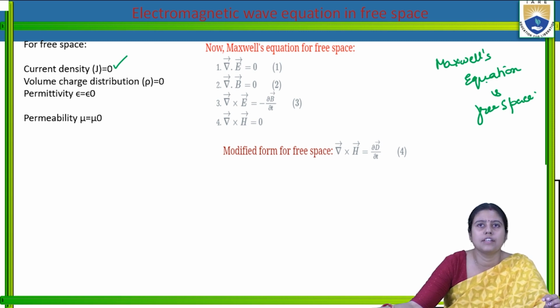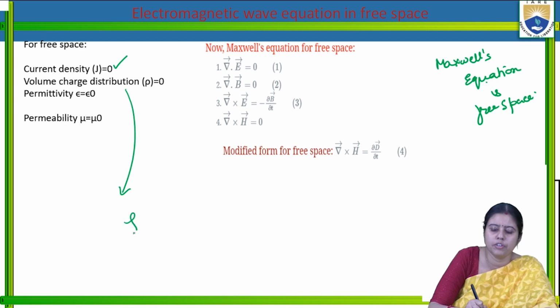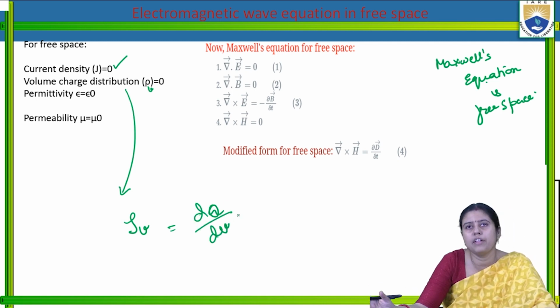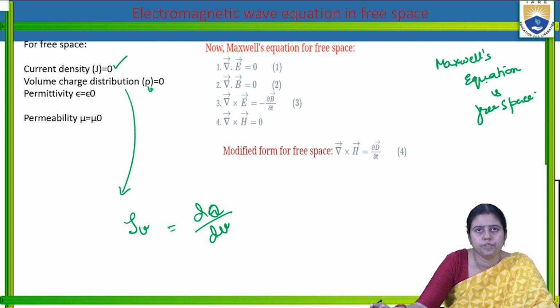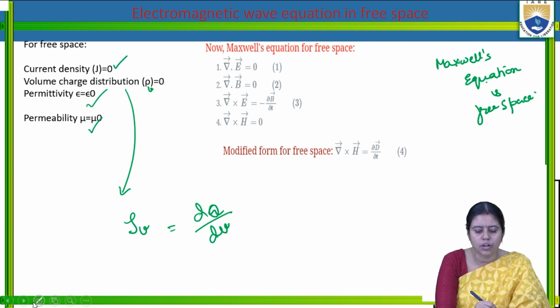Again, we will discuss the volume charge distribution. If there is no current, there is no charge. What is the meaning of volume charge distribution? We write it as rho or rho v, equal to q per unit volume. So if there is no current in free space, then rho v is equal to 0. What is the third condition? The permittivity epsilon is equal to epsilon naught, and the permeability of the medium mu is equal to mu naught.